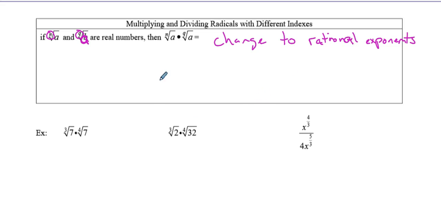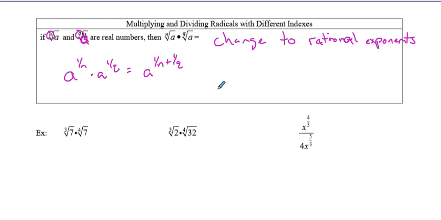Once you get into rational exponents, then we can start dealing with exponent rules. So a to the 1 over n times a to the 1 over q, right? So we're going to add those. So we get a to the 1 over n plus 1 over q, right? And then you're going to be adding and subtracting fractions, get the denominators to be the same, and move on from there, right? And the same thing is going to be true for division, right?